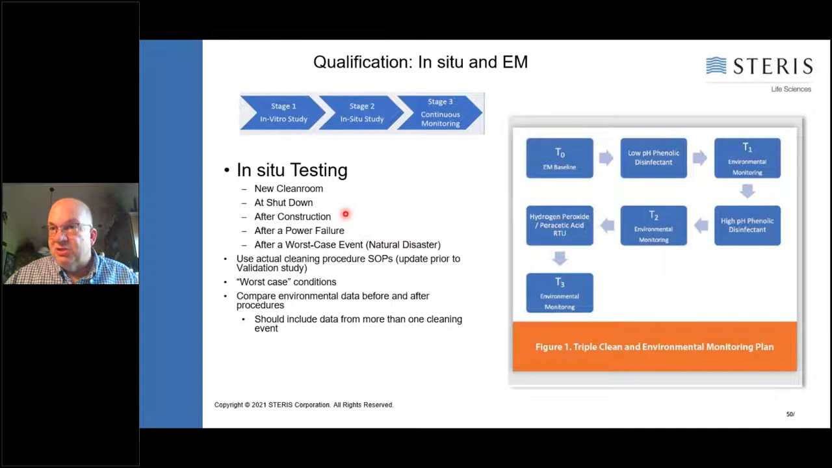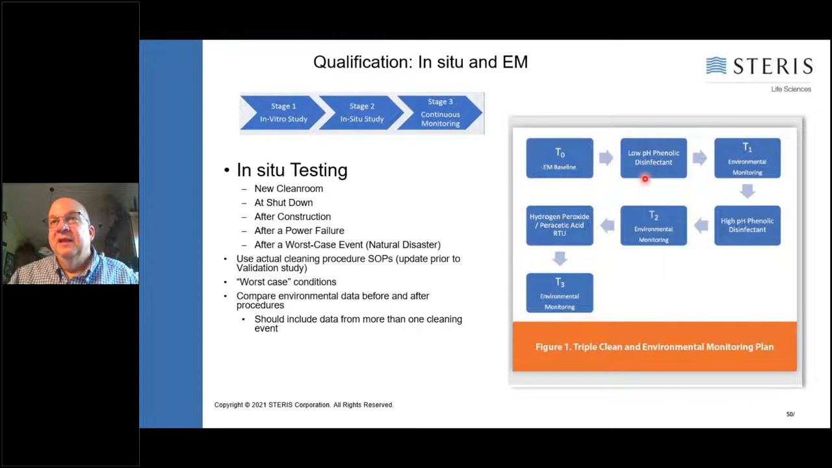You want to make sure all your SOPs are up to date, your procedures are up to date. It talks about the right type of dilution, whether or not the product needs to be sterile, and you want to evaluate these worst case conditions. So the objective is you'll have a time zero point, let's say post-construction, where the facility is very dirty and you do have a lot of bioburden in the clean room.